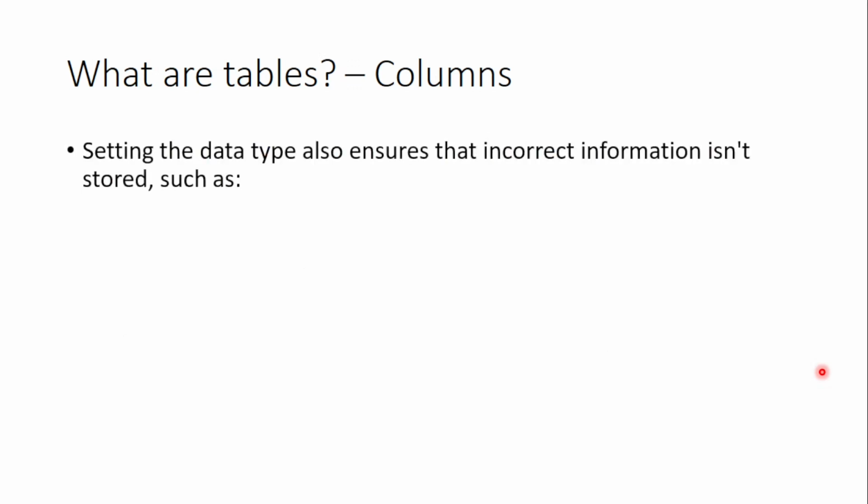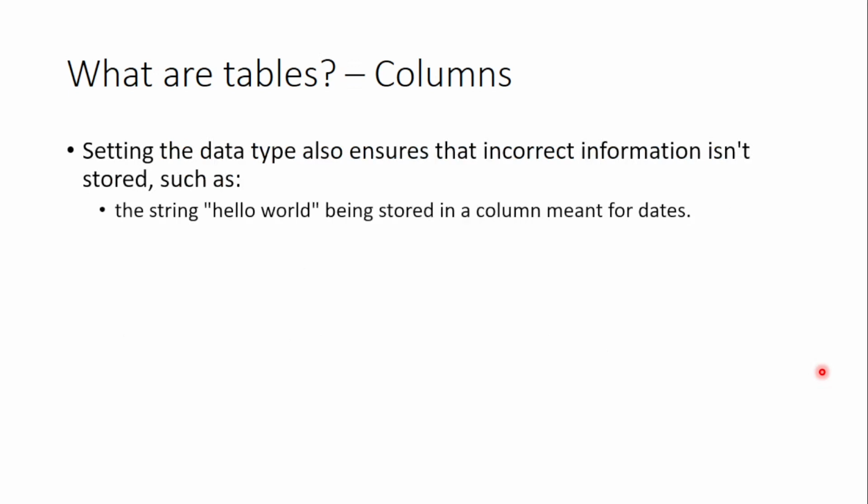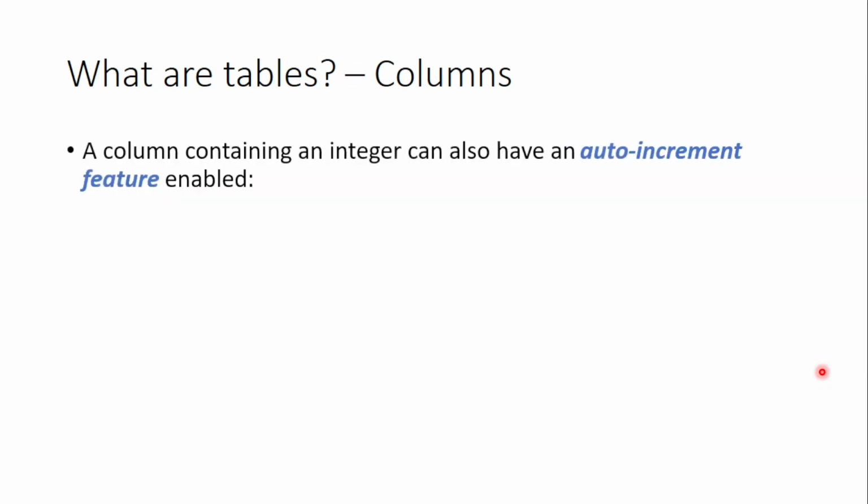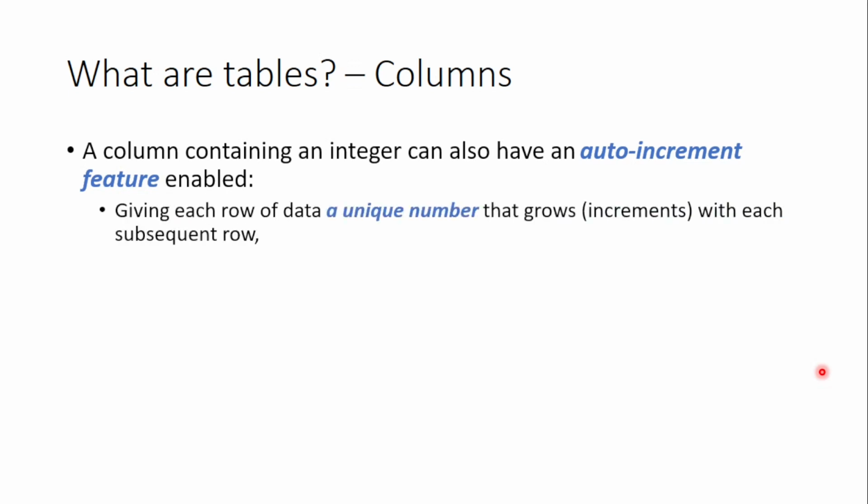Setting the data type also ensures that incorrect information isn't stored, such as the string hello world being stored in a column meant for dates. And if this happens, the database server will usually produce an error message. A column containing an integer can also have an auto increment feature enabled, giving each row of data a unique number that grows with each subsequent row.